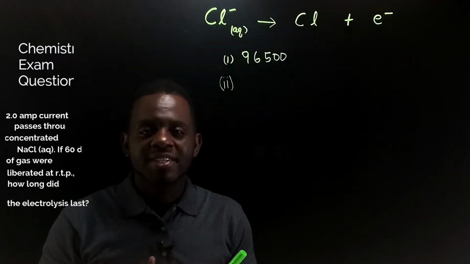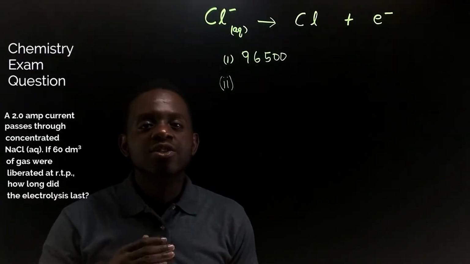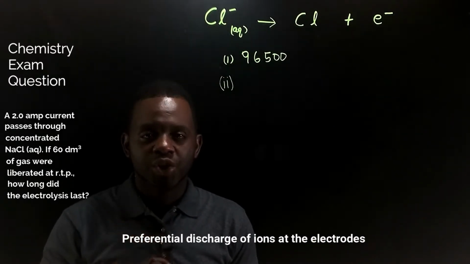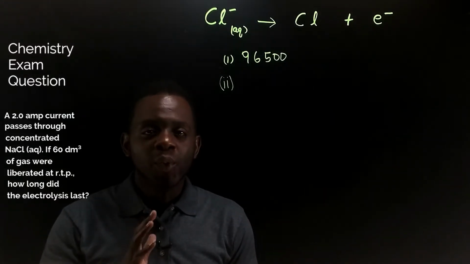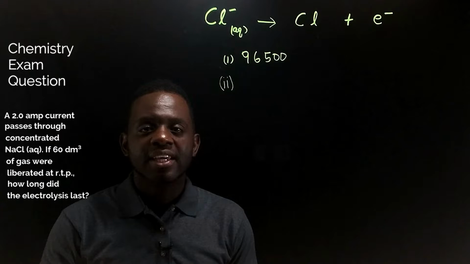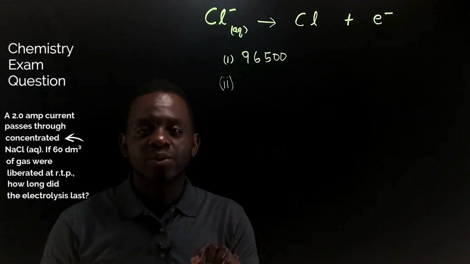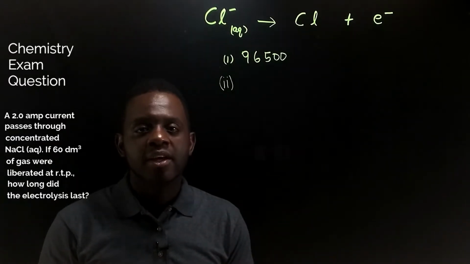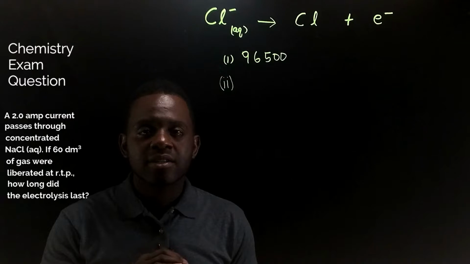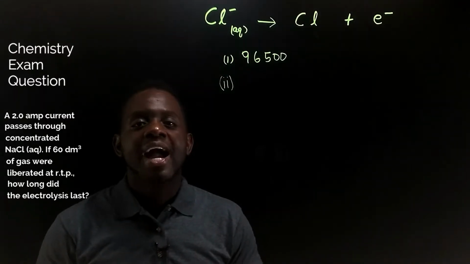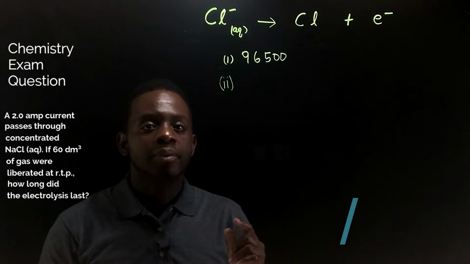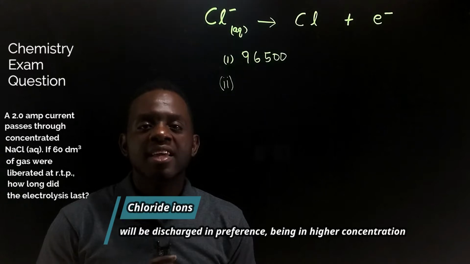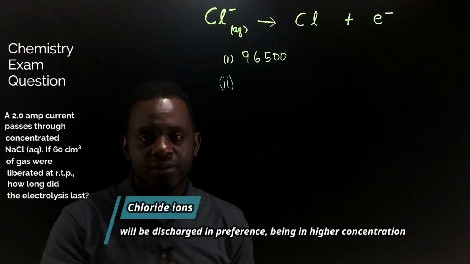In order for us to understand this kind of question, we need to know something about the preferential discharge of ions at the electrodes. From the question, we know that the electrolyte is a concentrated solution of sodium chloride, which means there are two ions that are approaching the anode. The chloride ions from sodium chloride and the hydroxide ions from water. But the chloride ions will be discharged in preference because they are in the higher concentration.